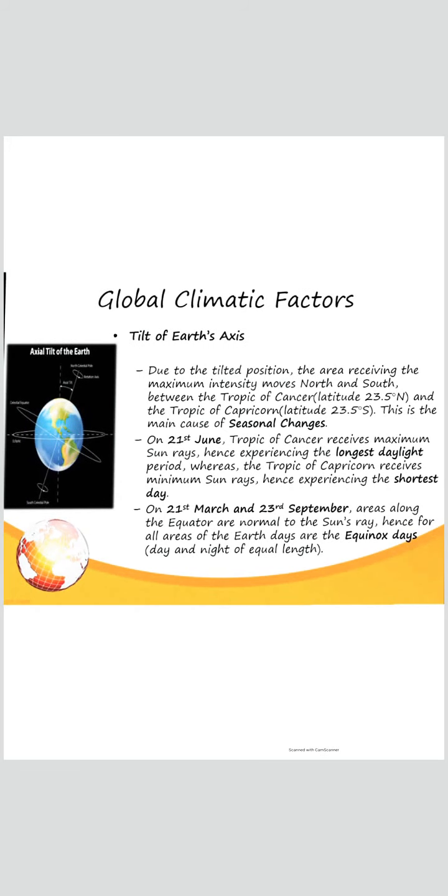Due to the tilted position, the area receiving the maximum intensity moves north and south between the Tropic of Cancer and the Tropic of Capricorn. This is the main cause of seasonal changes.